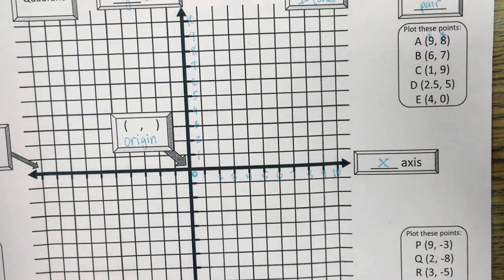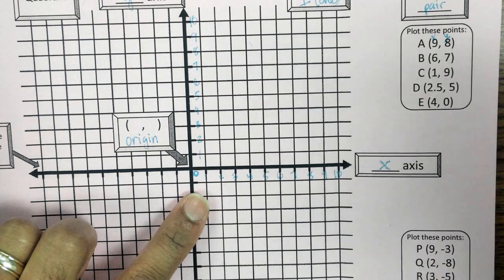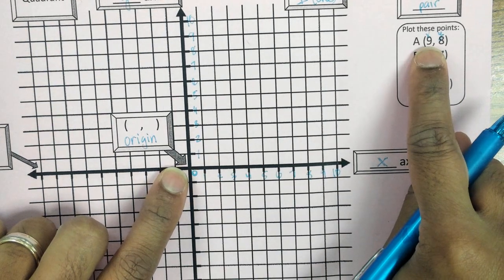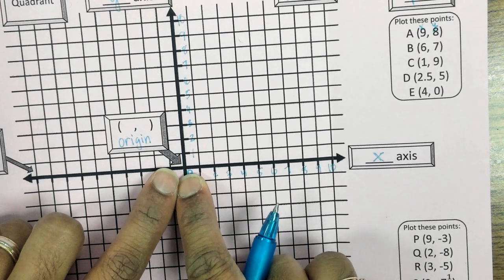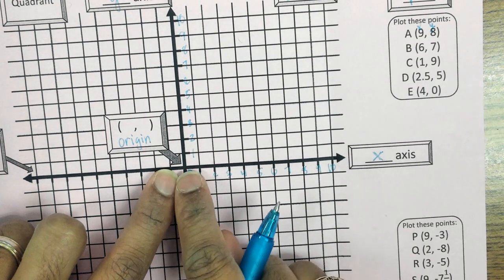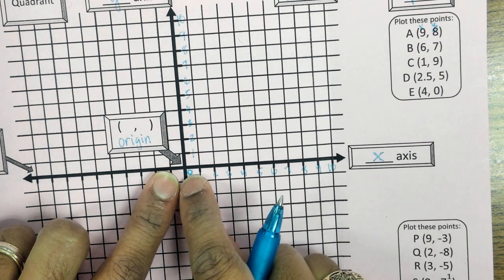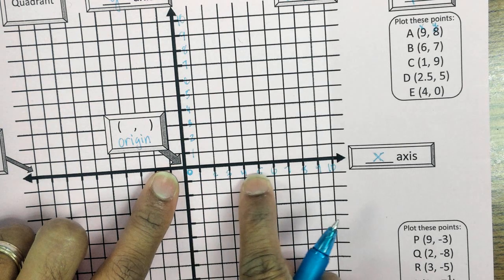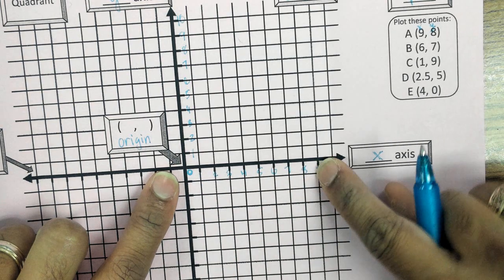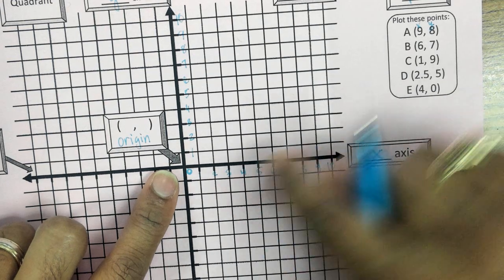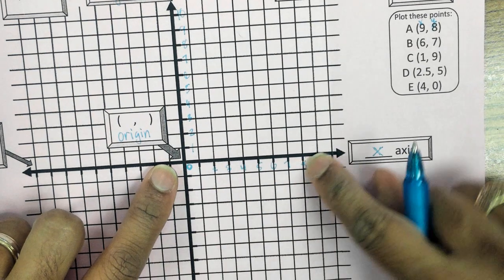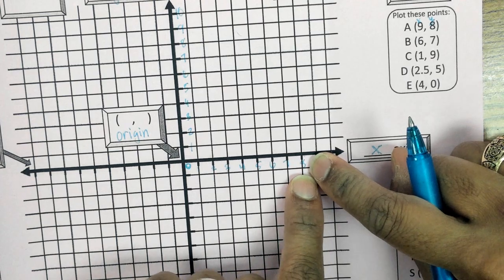Now I'll put the ordered pair for that in just a minute. But let's try this. We start at the origin. My x value is 9. So if you need to use your fingers, use your fingers. Whichever method is going to be easiest for you. If it's 9, we go to the right 9 spaces, or we go to 9. 1, 2, 3, 4, 5, 6, 7, 8, 9.